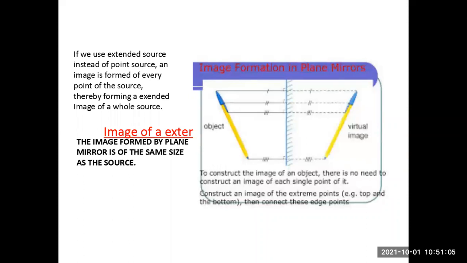Okay, this was the extended mirror formation. If we use an extended source instead of a point source, we get an image of every point of the source, thereby forming an extended image of the whole source. Okay, you can see the object, which is the pen. You can see four dotted points highlighted. They have drawn lines, as well as the extended lines behind the mirror. You can see that it is the virtual image.